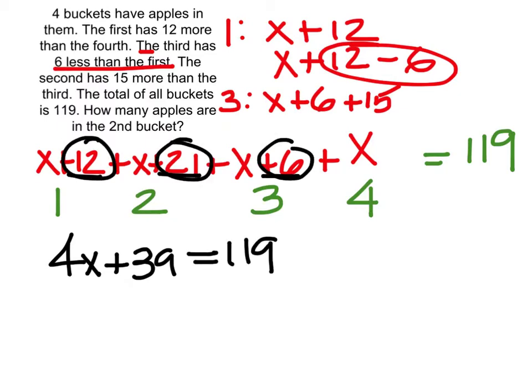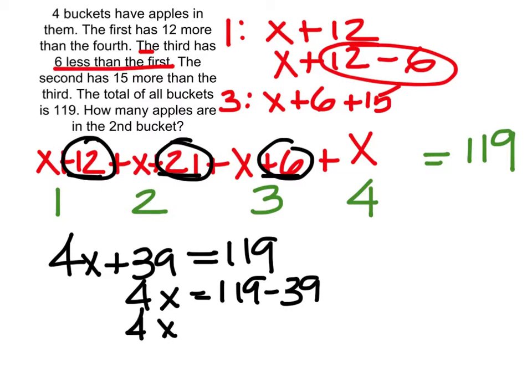What do I do with this, plus 39? That's right. Move it across the equal sign, switch the operation. What is 119 minus 39? 80. What do I do next? Divide by 4 to get what? 20. Yeah, which is the fourth bucket.